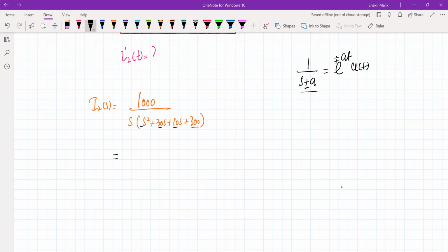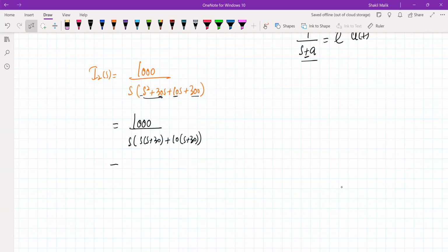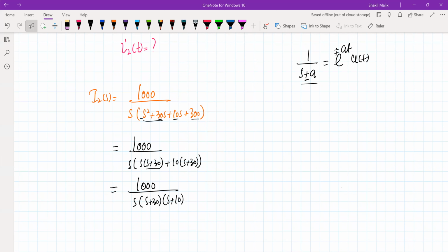So this is 1000 divided by s. So it will be s into s. If I take s common from the first two terms, it will be s plus 30. From the other two I will take 10 common, so it will be 10 times s plus 30. Now you can check s plus 30 is common in both, so I will take it outside: s plus 30, and we will be left with s plus 10. Now we have converted it into the s plus a form, where a is 30 and 10.